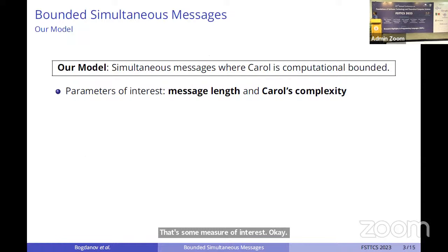Okay. So our model is the following. We are interested in the same setup as before, but Carol is computationally bounded. That's the setup, and that's what we call the bounded simultaneous messages model. And the parameters of interest now are two in number. Not only are we interested in the message complexity, but we are also interested in the complexity of Carol.